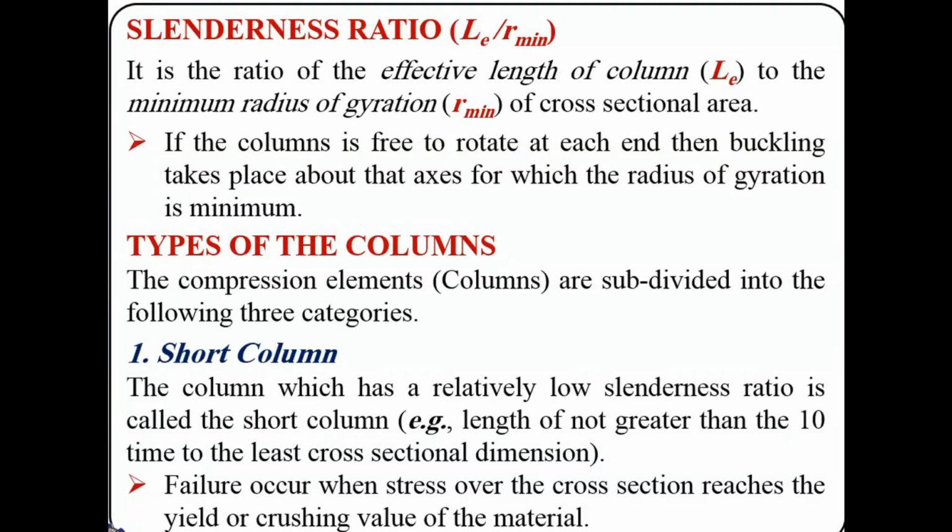It means that a short column will always fail either due to crushing of the material or due to yielding of the material. So it means that we are capable of achieving the full load carrying capacity of the column. Normally short columns have a very low slenderness ratio. So in this type of column, the axial forces are mostly dominant because the length of the column is very small. So there are very few chances of bending or buckling in the lateral direction. It means that the flexural stresses are not dominant. So failure is primarily due to the axial forces.